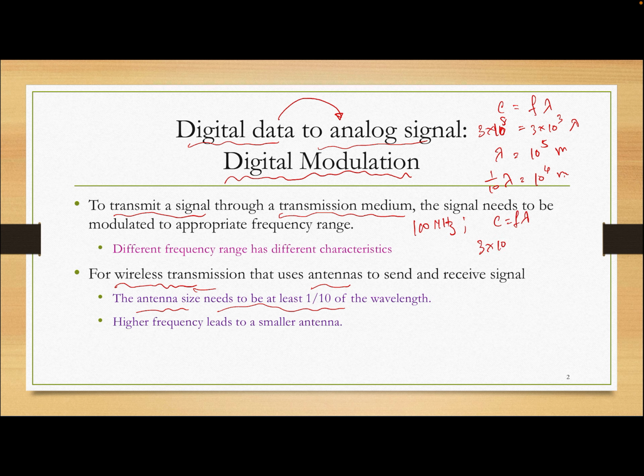C is 3 times 10 to the 8. F is 10 to the 8, 100 megahertz is 10 to the 8. Then lambda will equal 3 meters. And then 1/10 of lambda is just 30 centimeters. This is much nicer. We can have an antenna with the size of 30 centimeters. This is why we have to send in the frequency range that is suitable. We can see that higher frequency will lead to smaller antennas. If you use even higher frequency than this, like satellite communications, we will need an even smaller antenna.